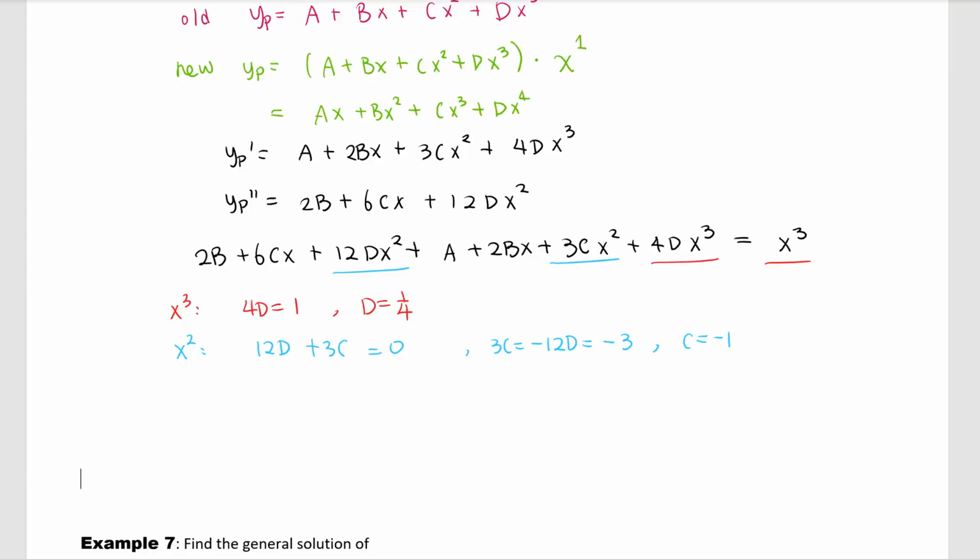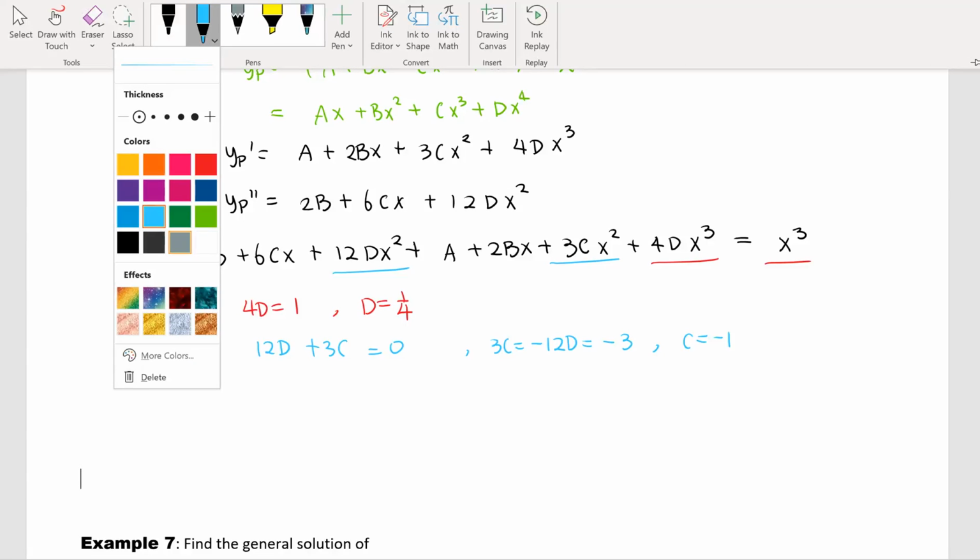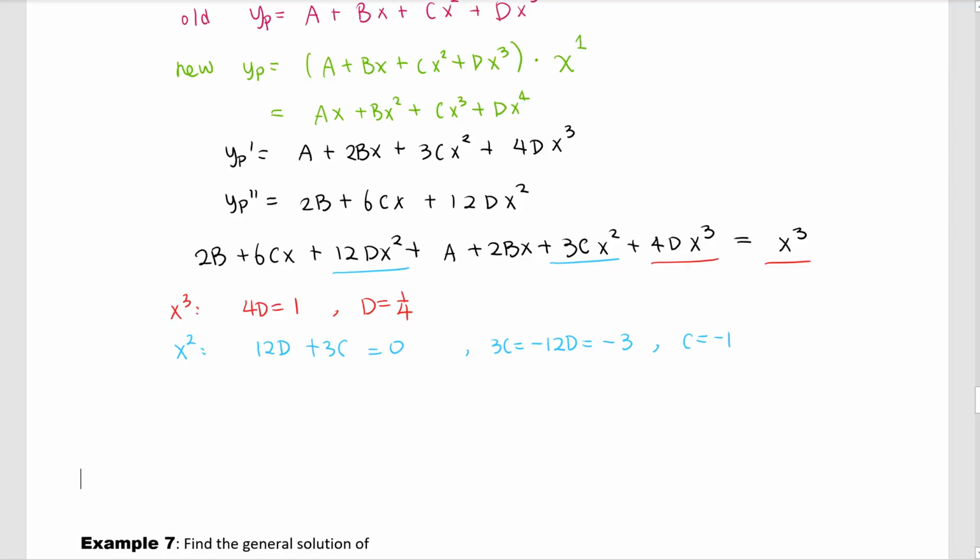And let's continue. What's the next one? What color? How about a fancy color? X. So x is this guy, and so 6c plus 2b equals 0. So 2b is negative 6c, which is negative 6 times negative 1, 6. So b is 6/2, 3. So far, so good, everybody?